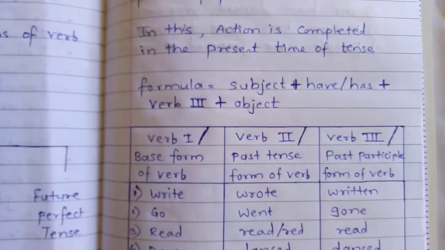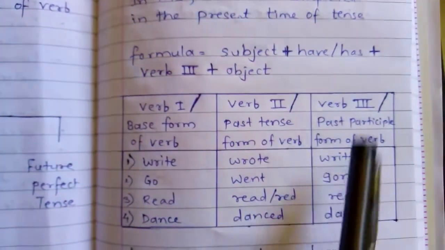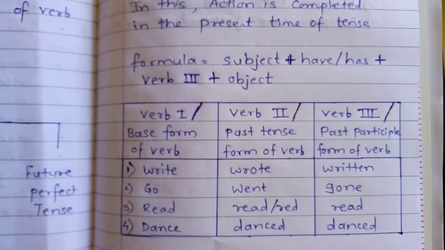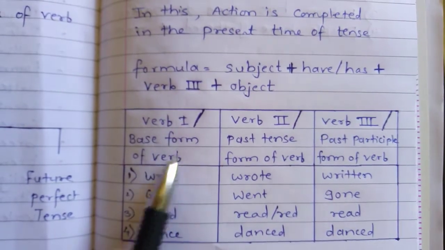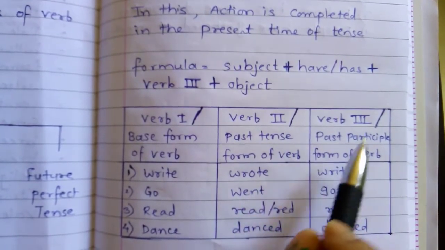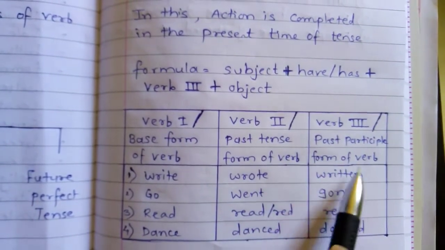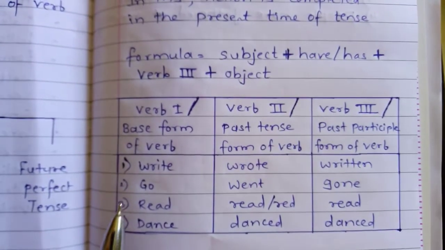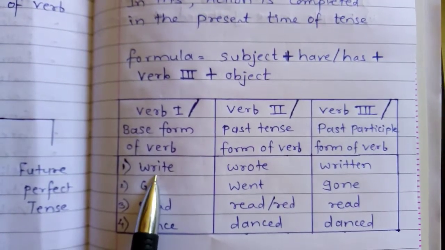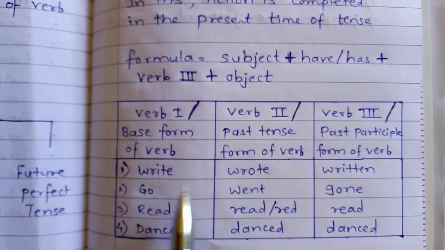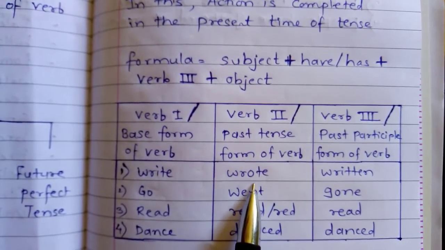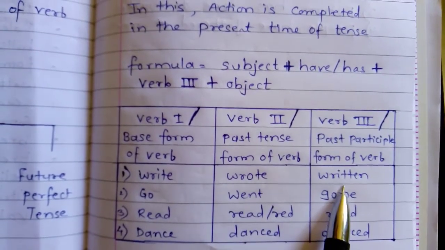Now what is this verb 3? Let us understand through this chart over here. Verb 1, verb 2 and verb 3. Verb 1 means it is the base form of the verb. Verb 2 means it is the past tense form of the verb. And verb 3 means it is the past participle form of the verb. So here the examples also I have given. The first one is verb 1 will be write, that is the base form of the verb, and it will convert into the verb second, that is write will become wrote, and in the verb 3, write, wrote, written.